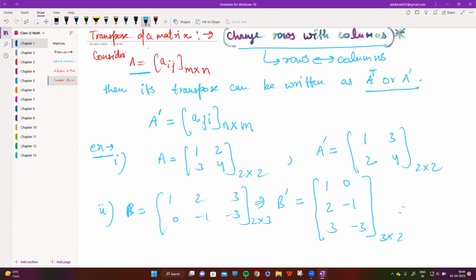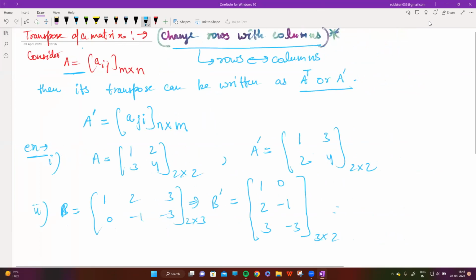So if your matrix was Aij, that is ith row, jth column, m cross n, m rows and n columns, then its transpose will have order n cross m. That is, the number of columns will become the number of rows, and the number of rows will become the number of columns, and this element will become aji. These suffixes will also interchange with each other. As you can see here, let's take an example for more clarity.